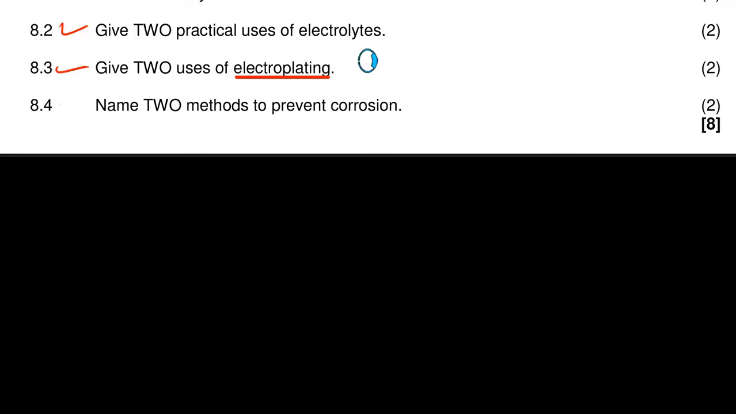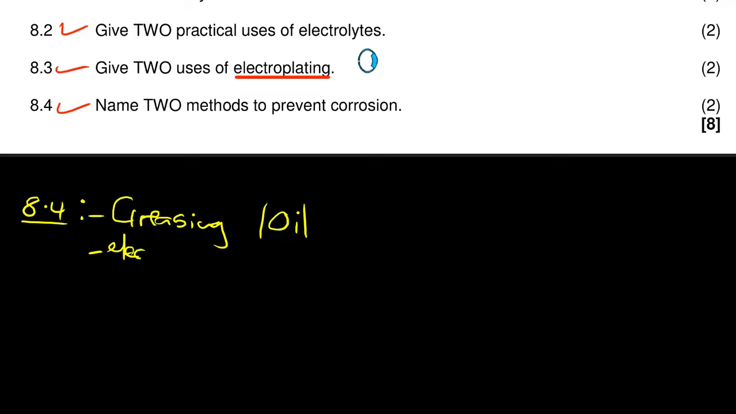Then we look at the last one, which is 8.4. Name two methods to prevent corrosion. You see that there is the question now. 8.4. How can you prevent corrosion or rusting? Number one, the common one is greasing, by applying grease or oil on a metal or on a surface.